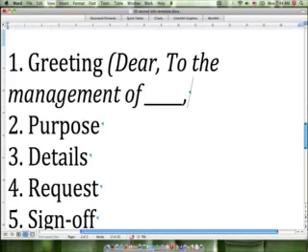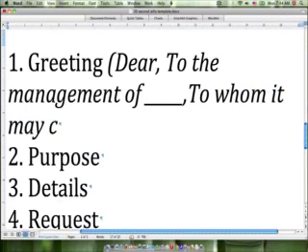Now sometimes we are not completely sure who we are writing to. And in cases like this, we would write to whom it may concern, and then comma. So to whom it may concern, and then we would start the second portion, the purpose.